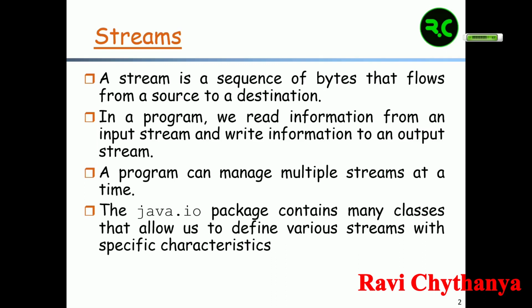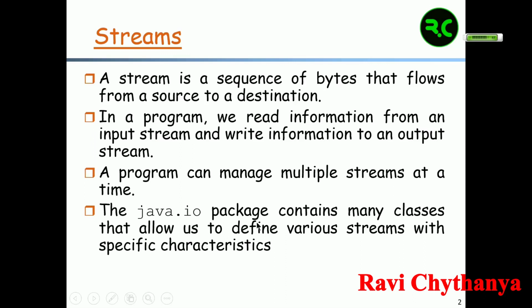Like that, here in Java we have input streams and output streams to read in and write out information to a particular stream. A program can manage multiple streams at a time. I may have a combination of input stream and output stream in my program, because I can have a printf statement, enter your name, and a reading statement to read in the name from the user using a keyboard. So we can have multiple streams at a time in a program.